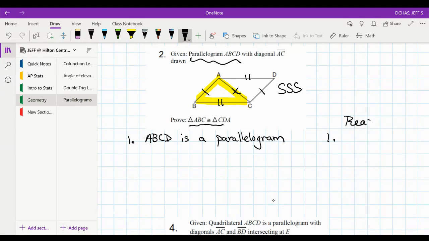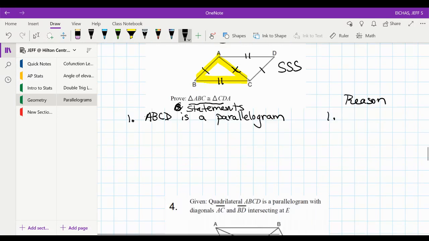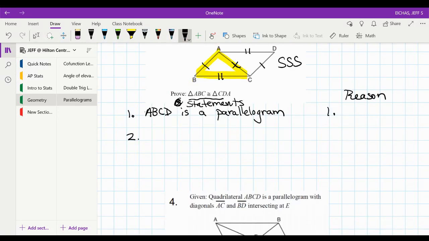Okay, so you'll fill in the reasons on your own. These are going to be the statements. I'll make those for you. All right, number 2. I'm going to say that AB is congruent to CD, and we're going to use the same reason. So AB is congruent to, oops, I already did AB. AD is what I meant. It's going to be congruent to BC.